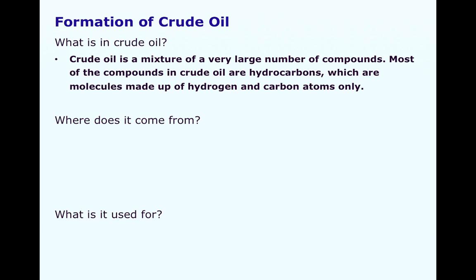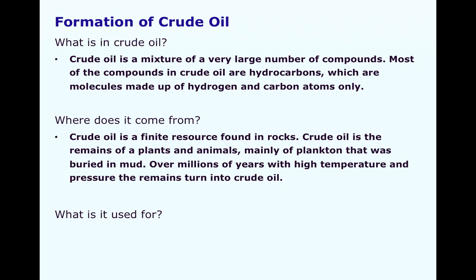Where does it come from? Well, crude oil is a finite resource found in rocks. Crude oil is the remains of plants and animals, mainly of plankton, that was buried in mud. And over millions of years, with high temperature and pressure, the remains turned into crude oil. Now, it's important to not think that this process has stopped. This process is continuing now. But as it says there, it's a very slow process. It takes millions and millions of years for crude oil to form. So bear that in mind.